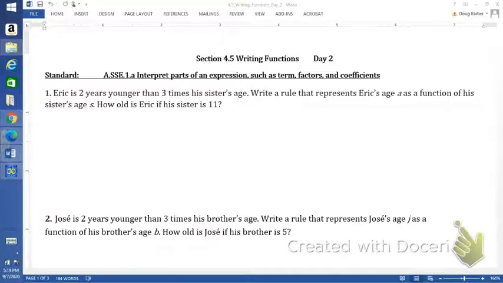So number one, it says Eric is 2 years younger than 3 times his sister's age. Write a rule that represents Eric's age, A, as a function of his sister's age, S. How old is Eric if his sister is 11? So the first thing we want to do is write the rule. There are two variables. We have Eric's age, which is A, and we have his sister's age, which is S.